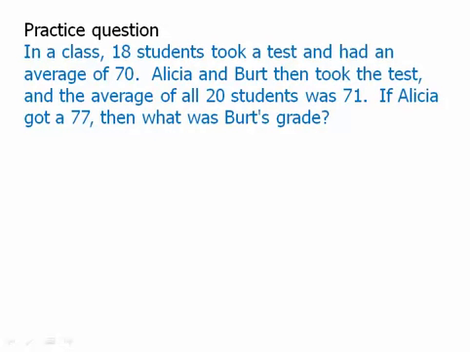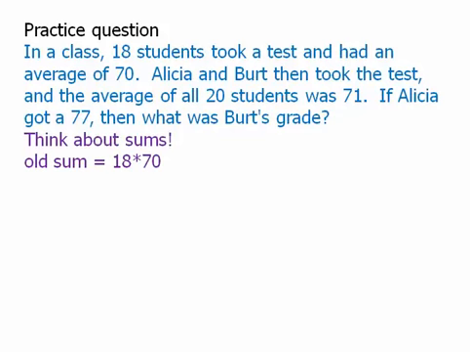Okay, in a class, 18 students took a test and had an average of 70. Alicia and Bert then took the test and the average of all 20 students was 71. If Alicia got a 77, then what was Bert's grade? All right, so a lot of people would find this a very hard question. The key to this question is simply thinking about the sums.